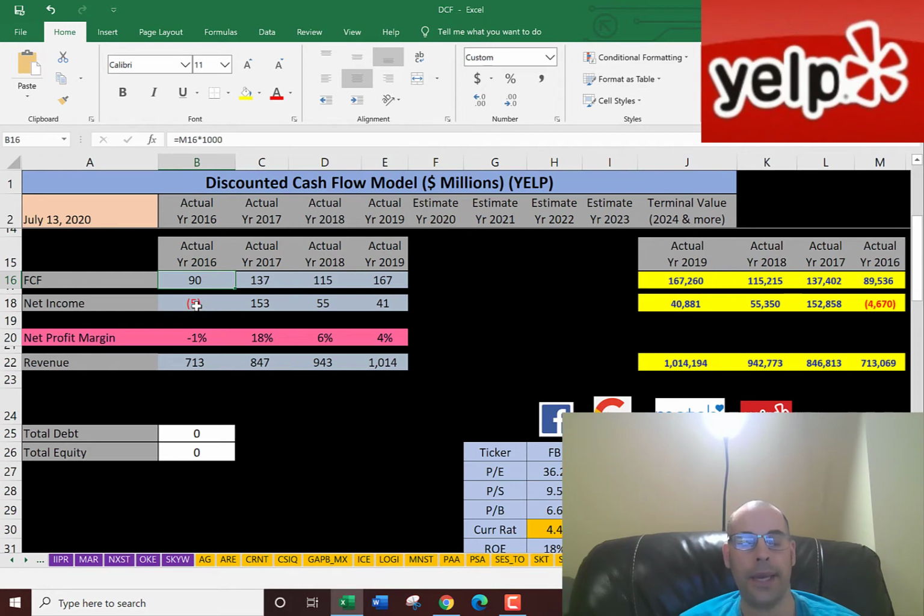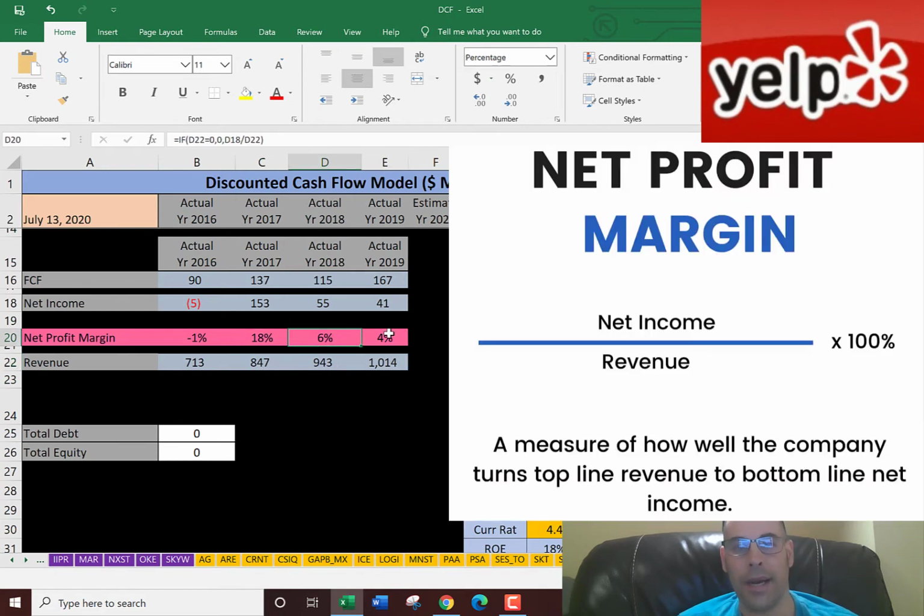In 2016, they had negative net income, yet positive free cash flow. That can happen because there can be non-cash items passed through as expenses on the income statement. And their revenue seems to be growing each year, which is good, although their margins are decreasing a lot. In 2019, they had $1 billion of revenue, yet posted only $41 million of profit. So their margins went down pretty dramatically. Margins are income over revenue. So they're doing a poor job converting the revenue into profit.